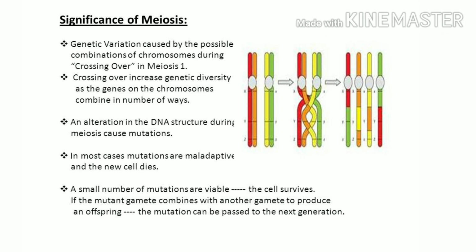Now let's discuss the significance of meiosis. Meiosis is the process in which four daughter cells are produced. It is a reductional cell division because during this process the number of chromosomes is reduced to half. The four daughter cells are not identical to the parents because crossing over takes place. Now what is crossing over? Crossing over is the exchange of characteristics between two non-sister chromatids of homologous chromosomes, one from each parent. So the significance of meiosis is that it results in variation, and it may result in mutation also.